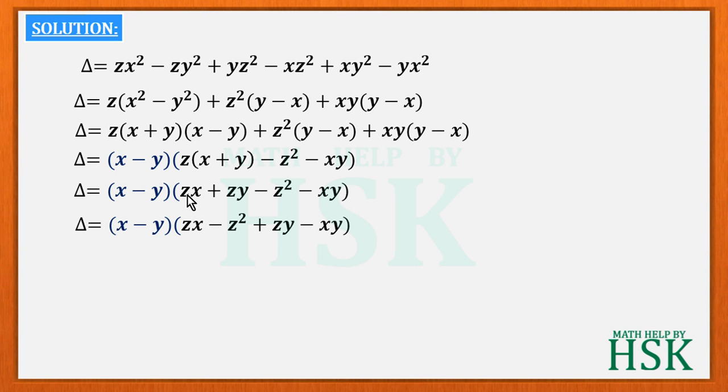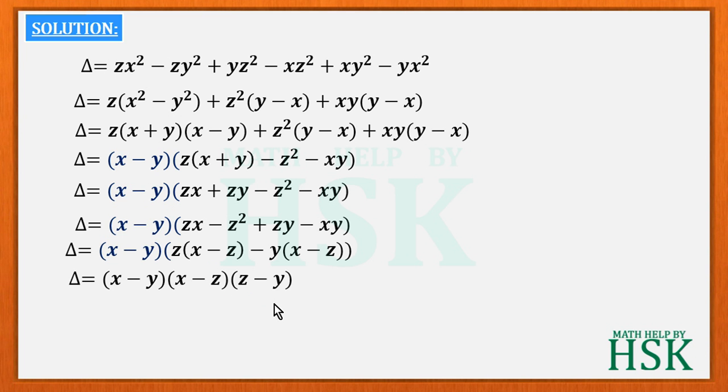Further, I've placed these two terms together and these two terms together for further factorization. Here I can take z as common, here I can take y as common, or let us see what can be taken as common. If I take z as common, I'm going to get x minus z. So here minus y would be taken common. So I would get this expression as z into x minus z minus y into x minus z. This x minus z can again be taken as common, so I'm going to get x minus z into z minus y.